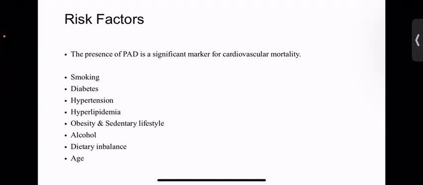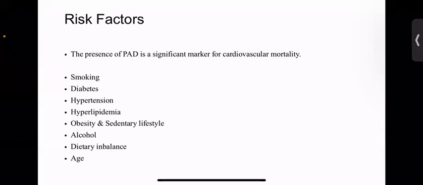And alcohol, especially if it's taken in excess, is known to accelerate the development of hypertension and then subsequently the development of cardiovascular diseases, of which peripheral artery disease is a part.